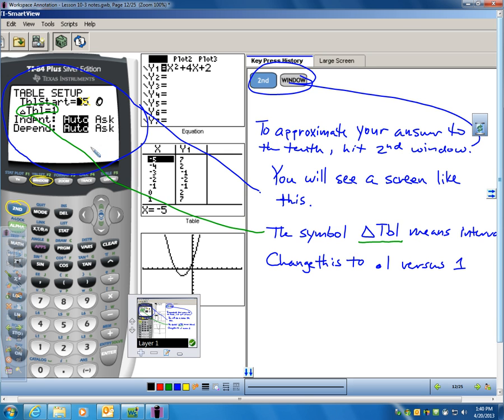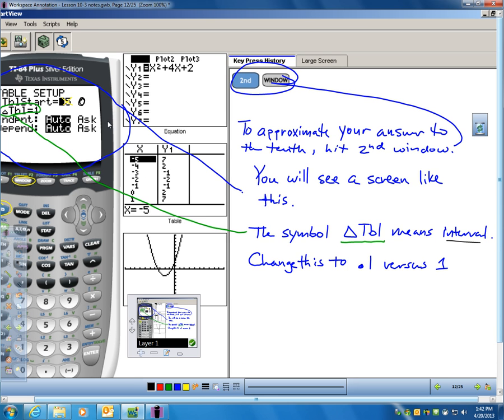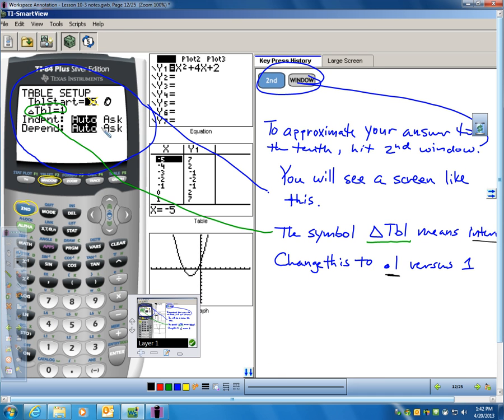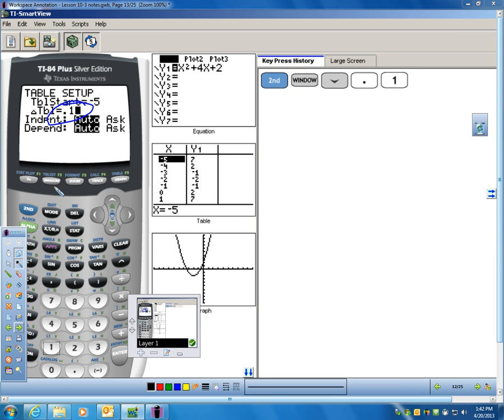And then this triangle table, that little symbol means interval. Interval, remember, in this case, the interval is 1. We're going from 0 to 1, 1 to 2, or 0 to -1, -1 to -2. We're going by ones. I want to change my table to tenths because I want to round to the tenth. So just go ahead in here and instead of 1, highlight 1 and type in 0.1. All right, go ahead and do that. So you want to type in 0.1.